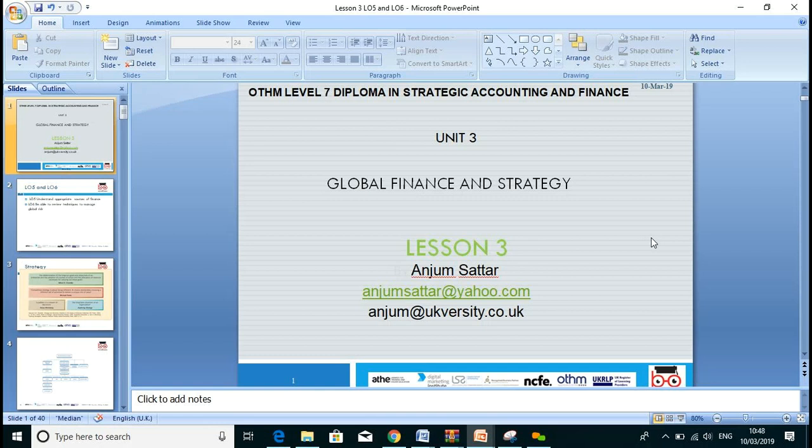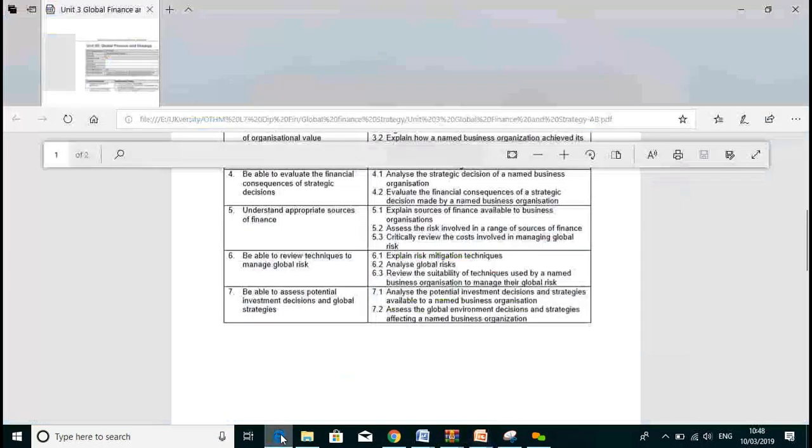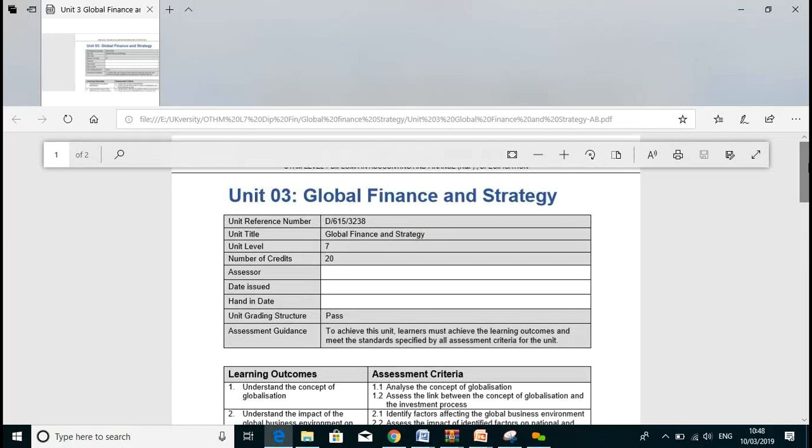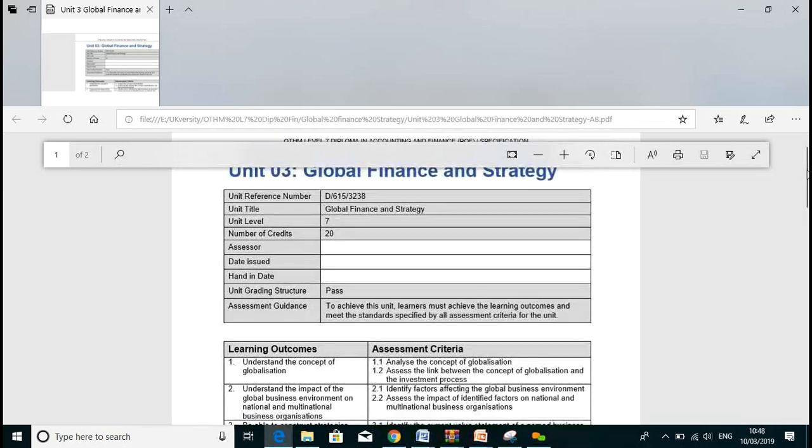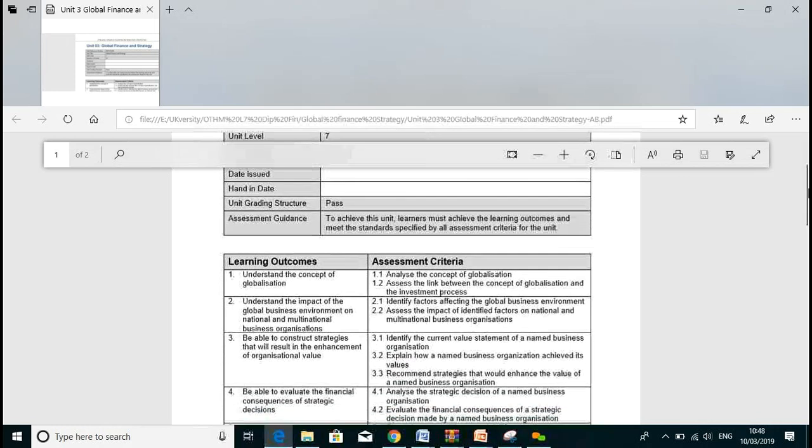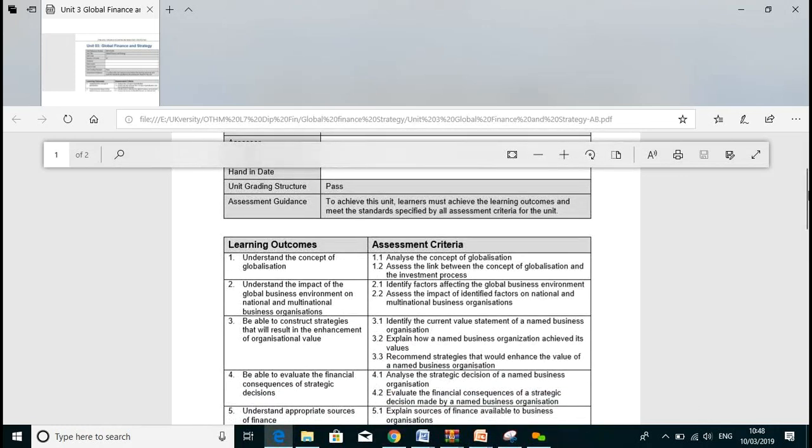So we'll start our lesson 3 on global finance and strategy, the OTHM level 7 diploma in strategic accounting and finance. Before starting our session today, we'll first recap what we learned during our previous lesson, and we'll look at the indicative content for this unit, what we're supposed to learn. So Unit 3, Level 7, Global Finance and Strategy, and the criteria is the pass.